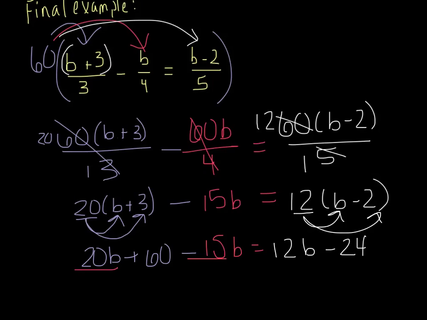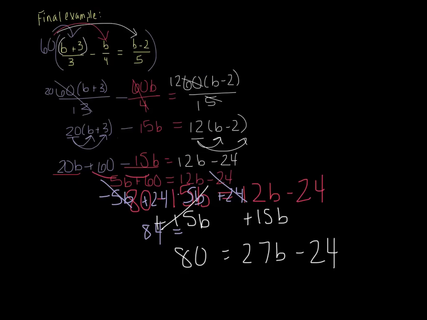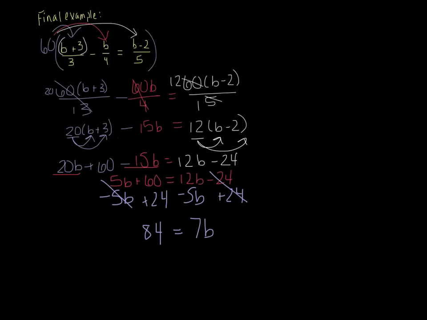We've got 20b minus 15b is 5b. Don't forget your plus 60. And that's equal to 12b minus 24. Next, we'll go ahead and remove 5b from both sides of the equation, and we can add 24 right away as well. That will eliminate that, and we have 84 on the left and 7b on the right. And our final step, divide both sides by 7, and you'll find out that b is equal to 12.